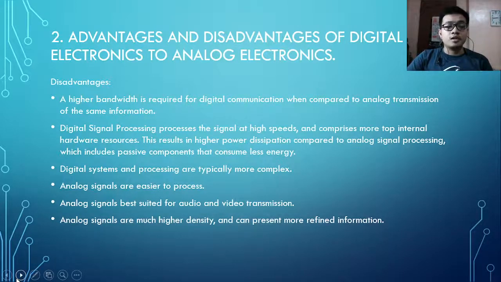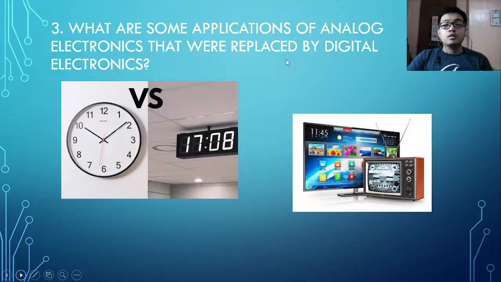After the advantages and disadvantages, we proceed to the next question: what are some applications of analog electronics that were replaced by digital electronics? The eminent one I can think of is the wall clock. There are still wall clocks that have this design. It's the analog, and the modern one, which is the digital, tells more accurate time.